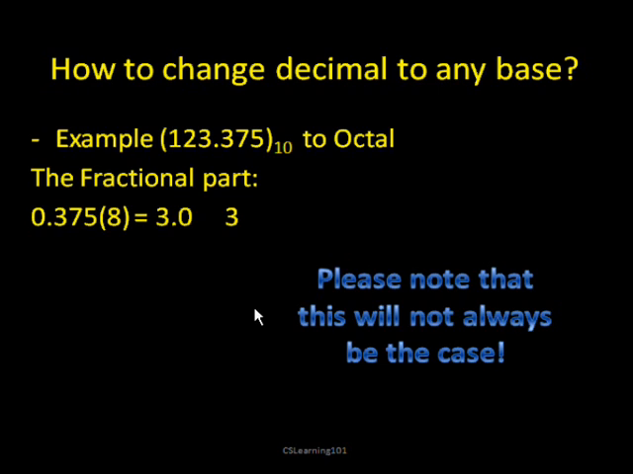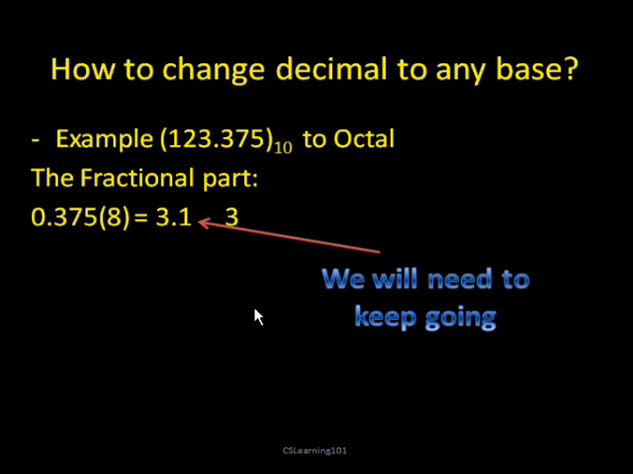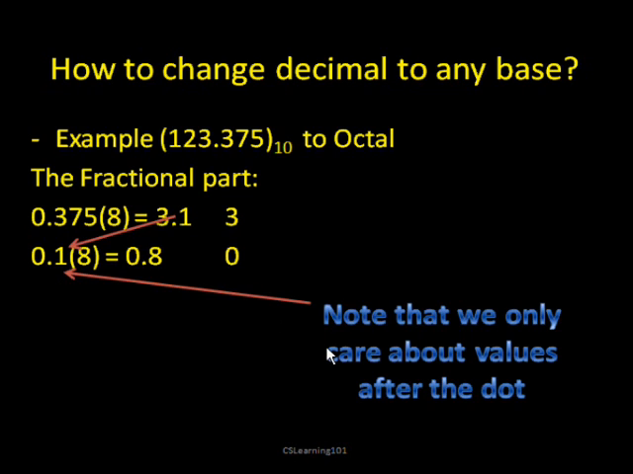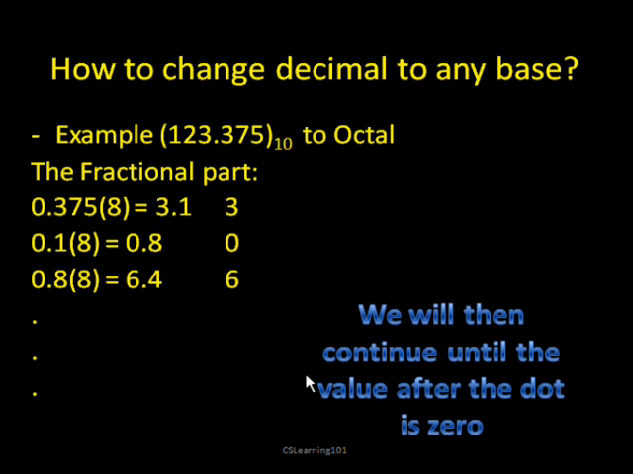For example, if we were to change this number to 3.1, we would keep going. So we would have 0.1 times 8, which would get 0.8. So we would continue again. And again, we would keep going until all the values on the right side of the dot are 0.